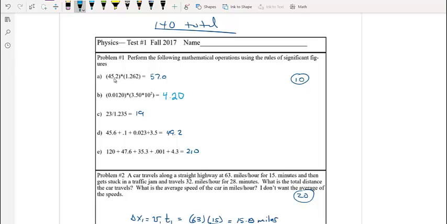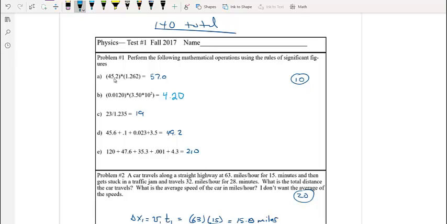57.0. The second problem also is multiplication. We again have 3 significant figures. 3 here, this 0 is significant, so is this one. So when you multiply them together, you get 4.20.